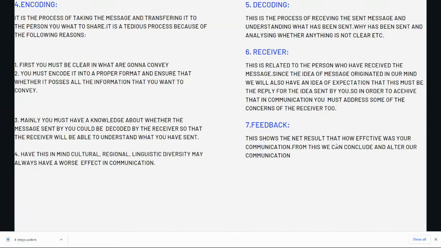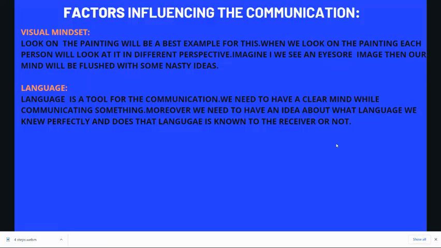Decoding is the process of receiving the sent message and understanding what has been sent, why it has been sent, and analyzing whether anything is not clear, etc. Receiver is the person who has received the message. Since the idea of the message originated in our mind, we will also have an expectation of a reply to the idea sent by you. So, in order to achieve communication, you must address some of the concerns of the receiver. Feedback is the net result of how effective a communication was. From this, we can conclude and alter our communication.